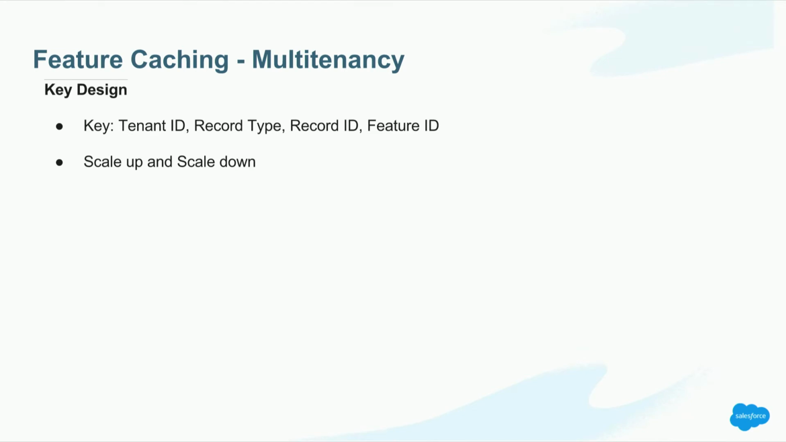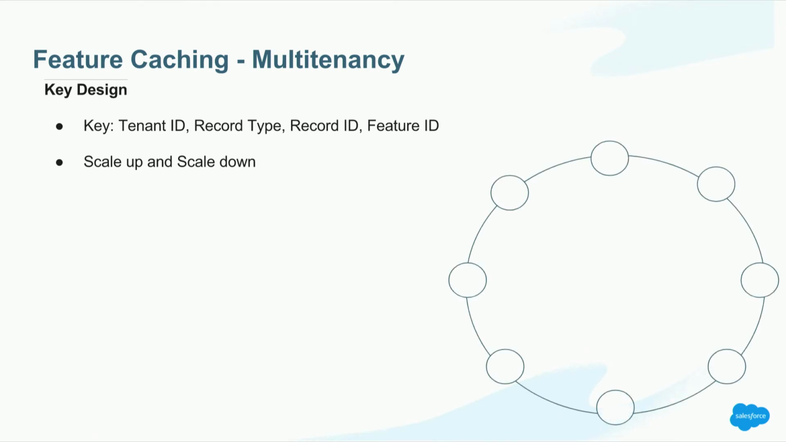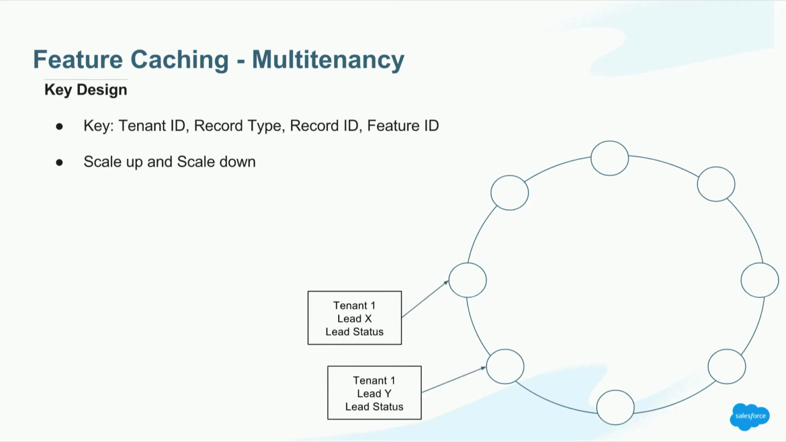To handle these different types of load properly, you would need to be careful about your key design and in making sure that, say, a single tenant's data is evenly distributed across your entire cluster so that you don't overload a particular node. In this case, we put the record type, record ID, as well as a unique feature ID, which identifies the exact feature, into the key, so that even if you have a big tenant, or a tenant with a very big object, it's more or less guaranteed to evenly distribute across your cluster. So that's what I mean by scale up.